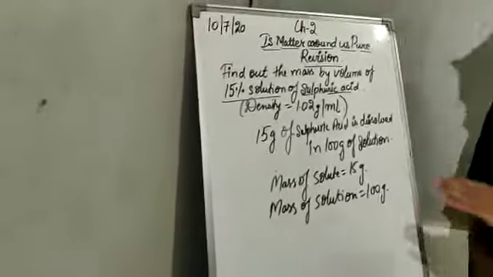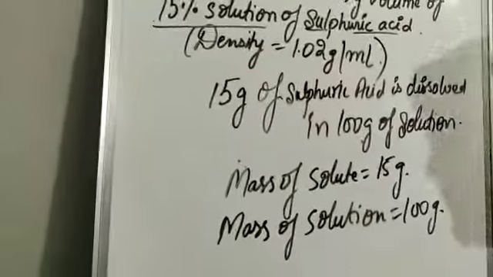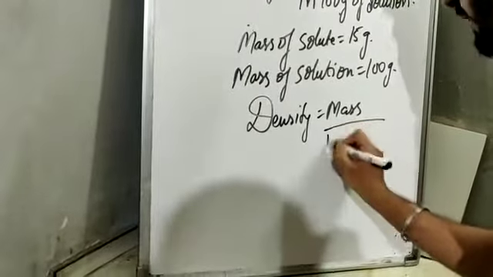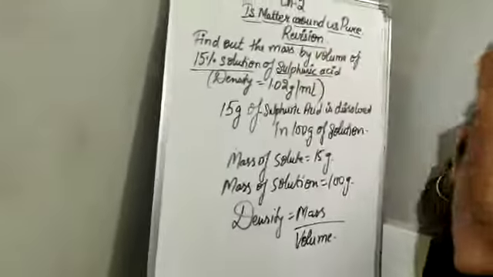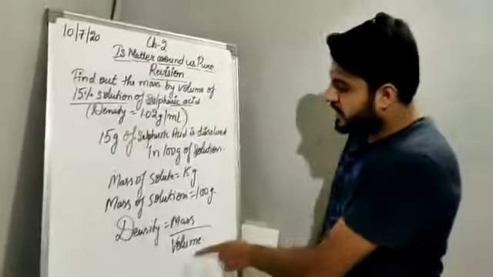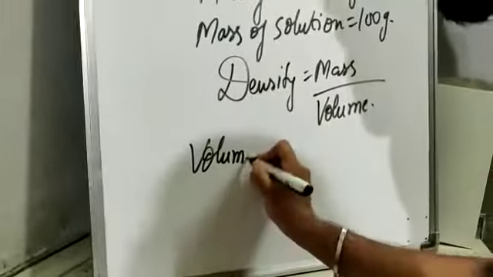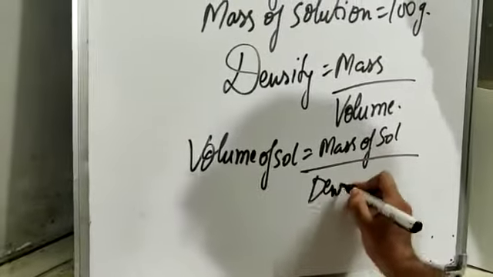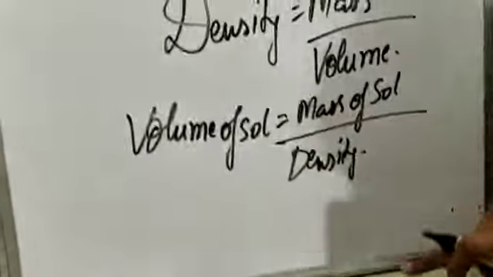Now see, you are also given the density. We know that the formula of density is mass by volume. For the mass by volume percentage, you need to know the volume of the solution. So by this formula we can calculate the volume of the solution. The volume of solution is equal to mass of solution upon density.